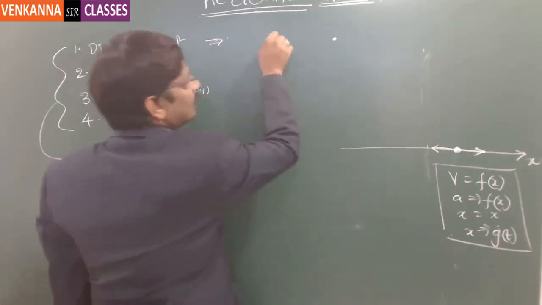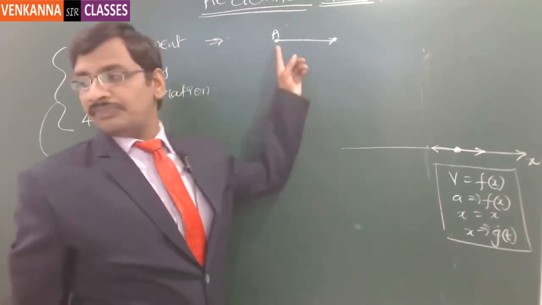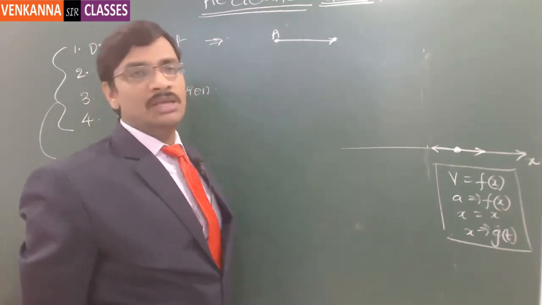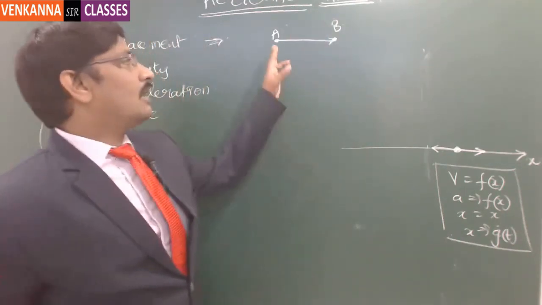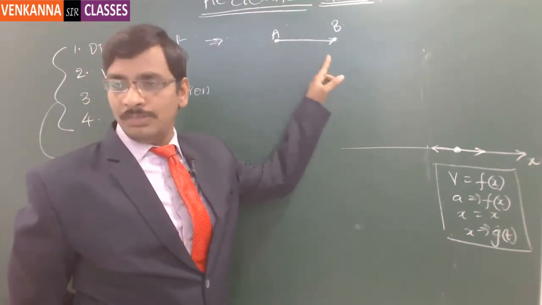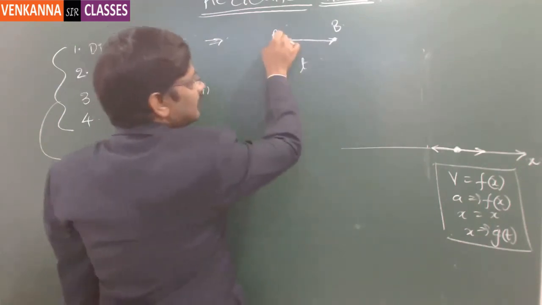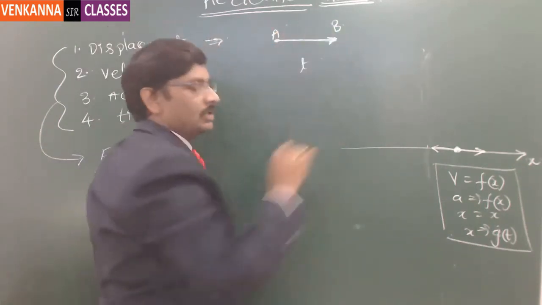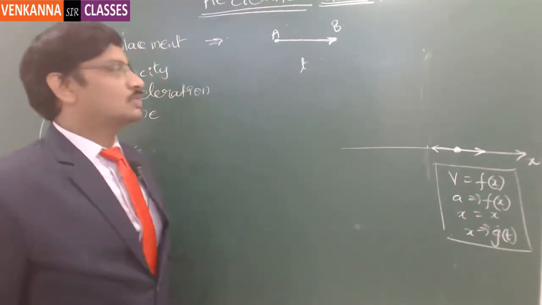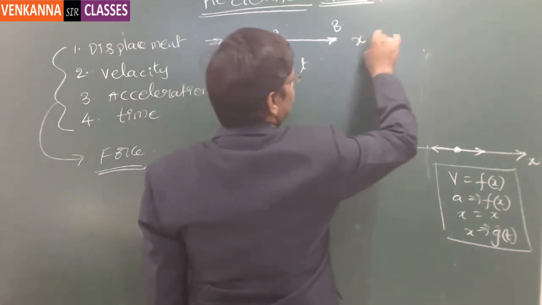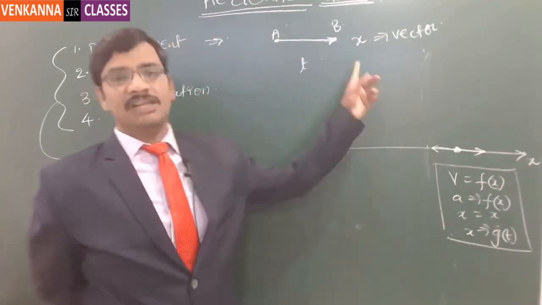Suppose there is a car that is traveling from here to here. When I look at it the first time, it is at point A. After some time, I notice the car has traveled to point B, within a time of t. Now there is an associated direction from point A to point B. If there is an associated direction, definitely we call that a vector. So displacement is nothing but a vector, and this is denoted with a single variable called x.